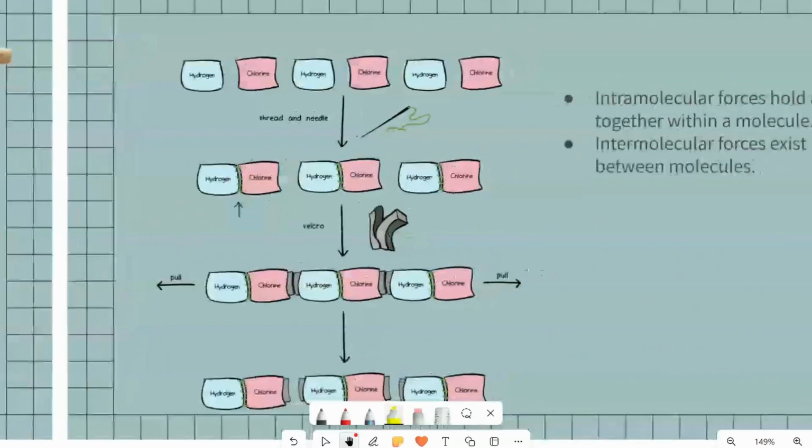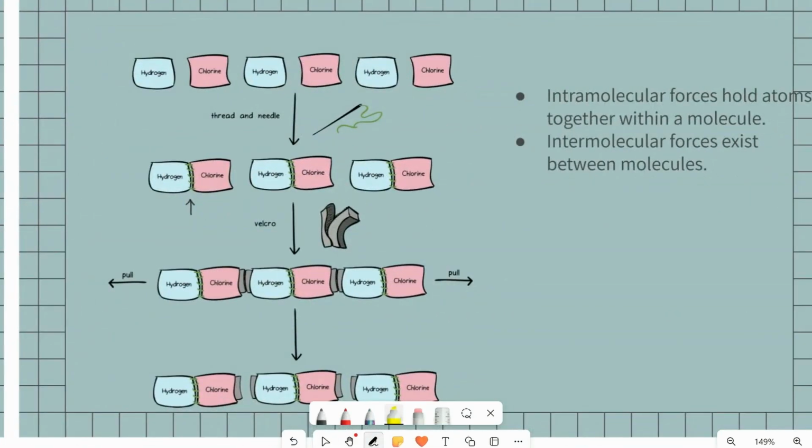Okay, so we have learned covalent bonds, we have learned ionic bonds, metallic bonds. So why do we have to learn more types of forces, bondings? Well, because they're different. We have intramolecular and we have intermolecular. What we've learned so far, like covalent bonds, is intramolecular.